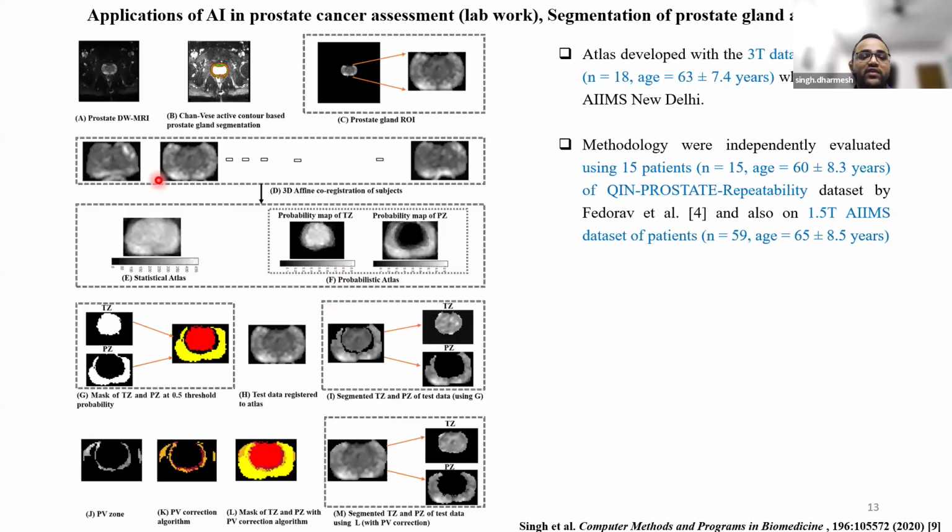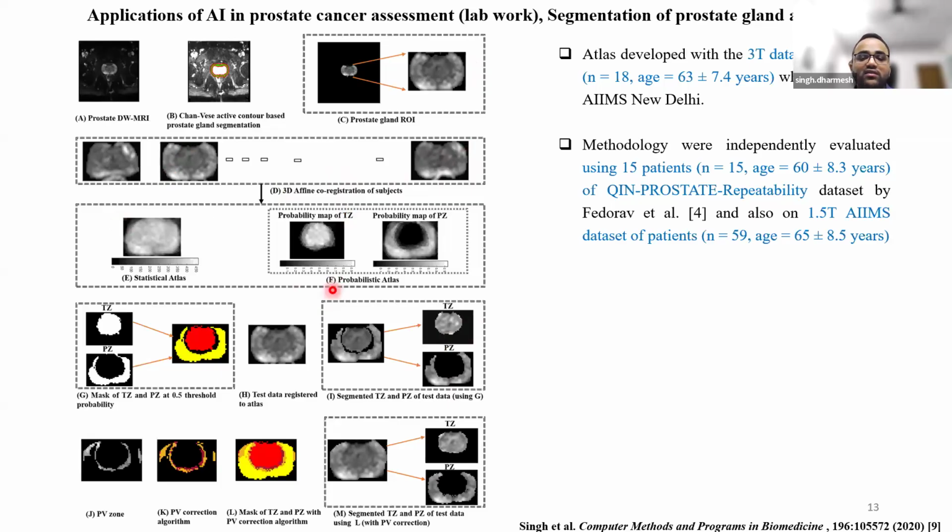After that, we perform the 3D affine co-registration across subjects using a machine learning based AI algorithm. Image registration is very crucial for this methodology. And from this, we generate a statistical atlas.